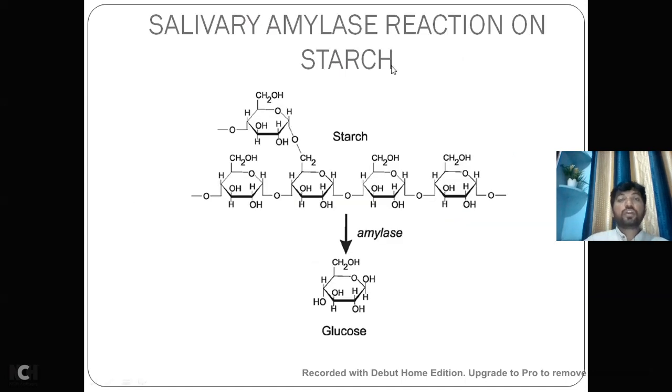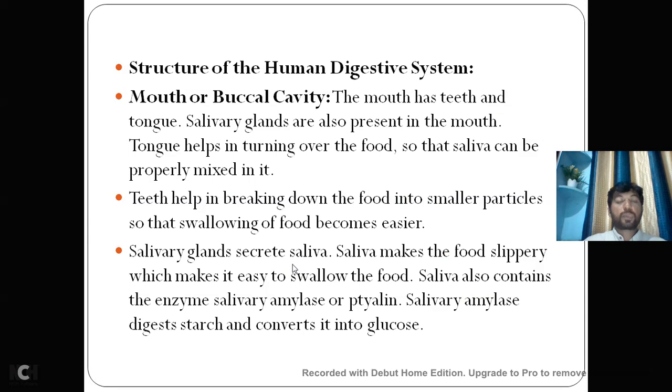See here how the starch will be broken down into glucose by the action of the salivary amylase, right? Now let us move on to the types of teeth, right? The permanent teeth and the temporary teeth. Let us understand that point.